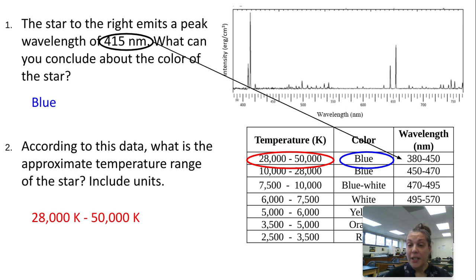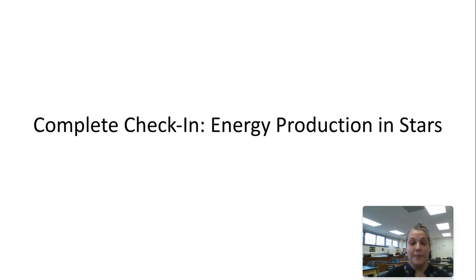If I tell you a star that has a surface temperature of 9,000 Kelvin, we can look where 9,000 Kelvin falls within our range. We can see that it would be blue light, and this would be the possible peak wavelength. So as long as we're given one piece of information, we can determine what the other pieces of data will be about the star.